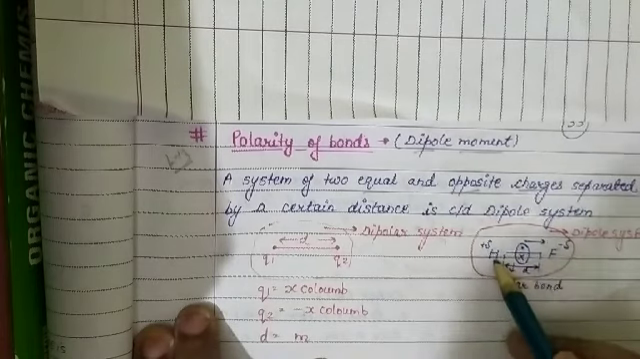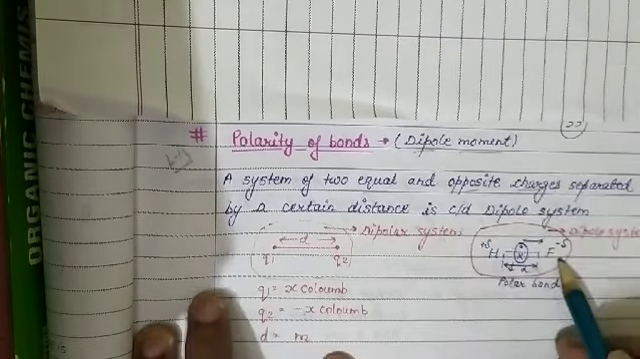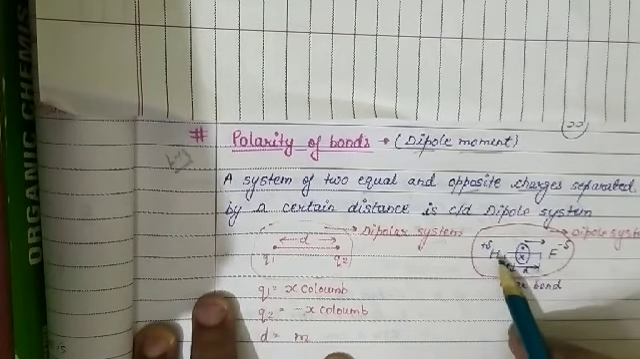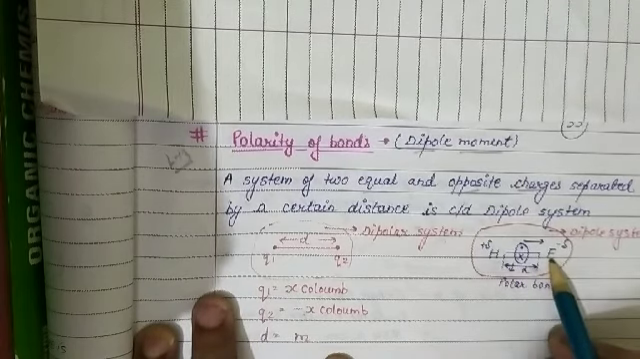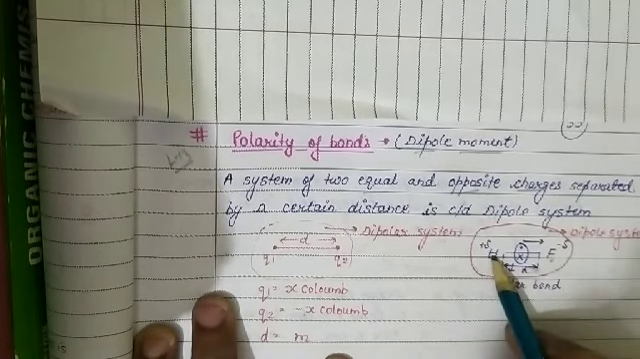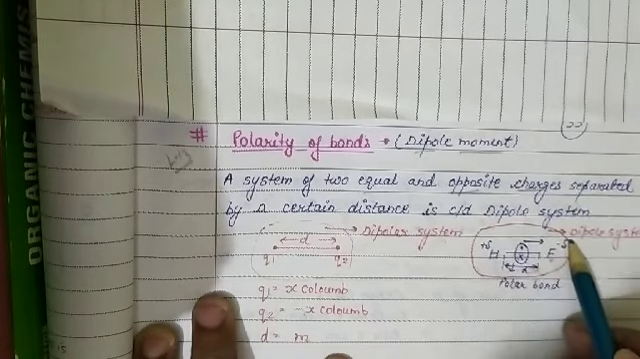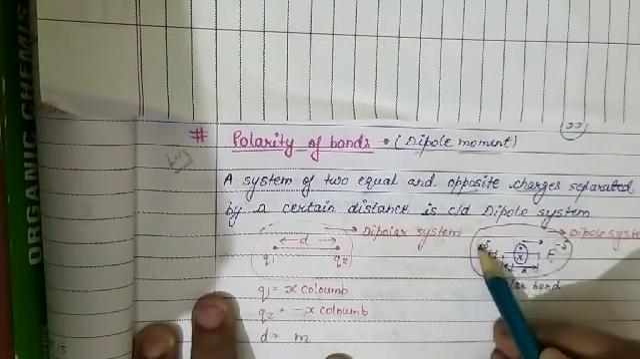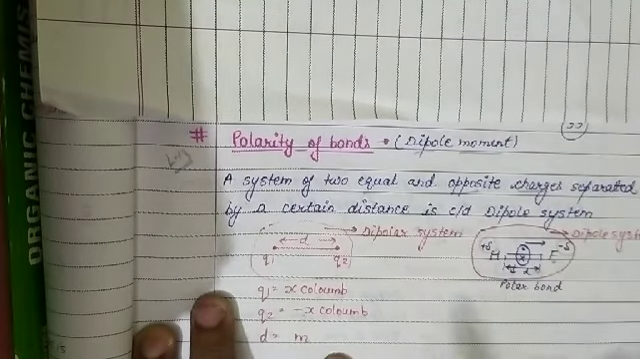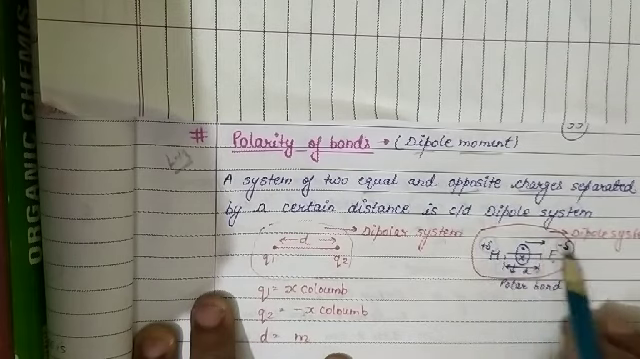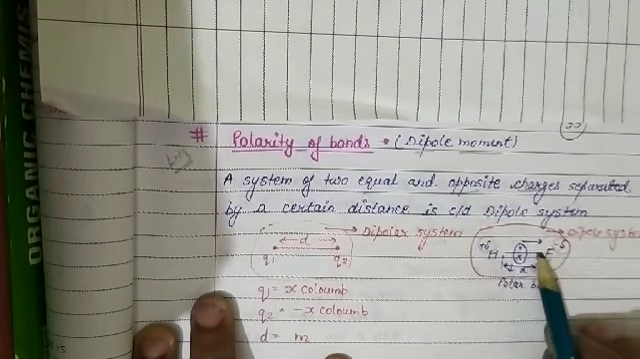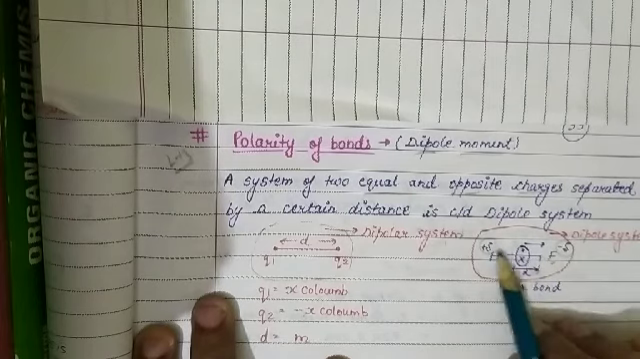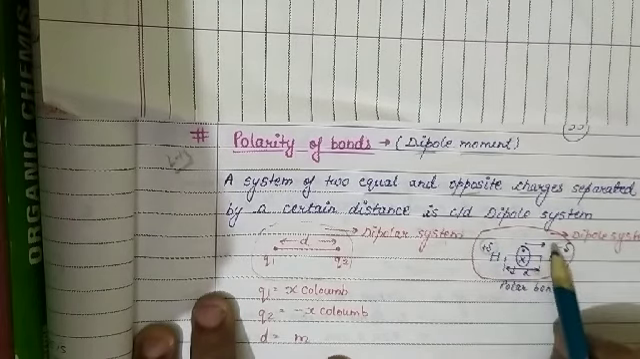For example, in a molecule like HF, the distance between their centers is d, while we know the electronegativity of fluorine is more than hydrogen. So the more electronegative atom will get a partial negative charge and the less electronegative atom will get a partial positive charge. So it forms a dipole. A pair of equal and opposite charges separated by a small distance forms a dipole. And also there is polarity, therefore this bond is polar.